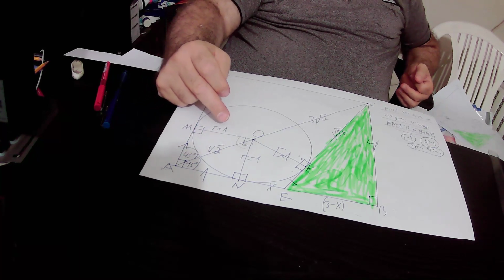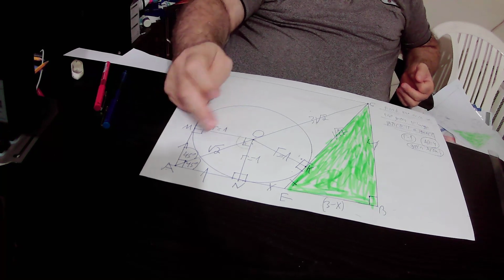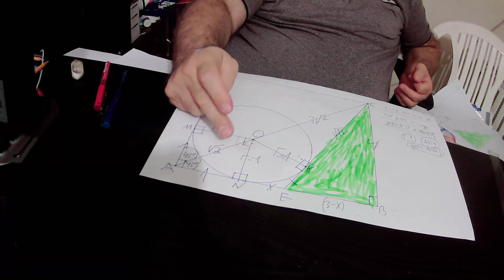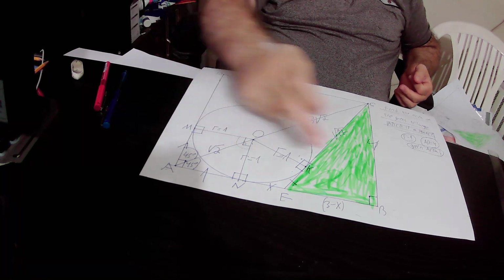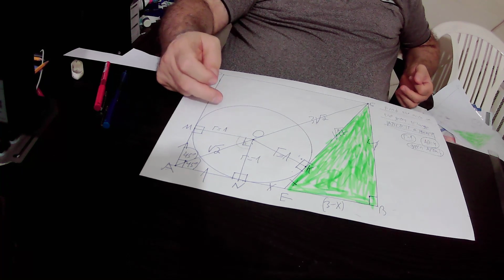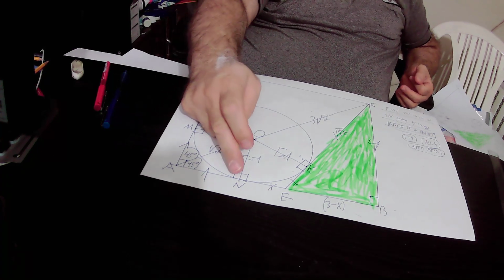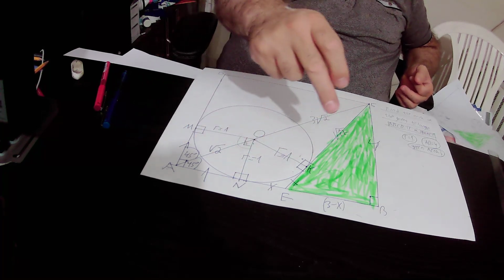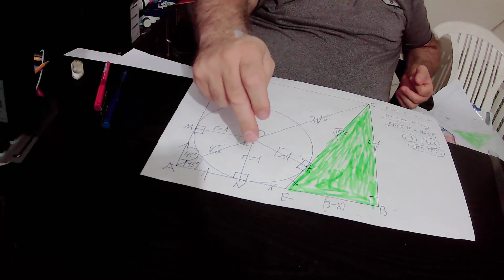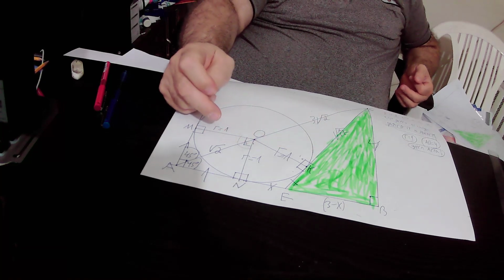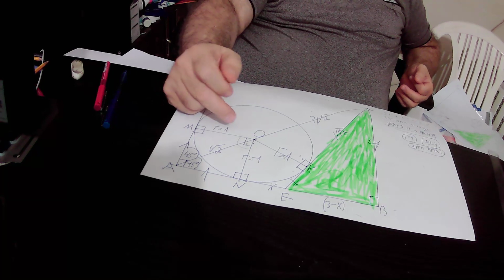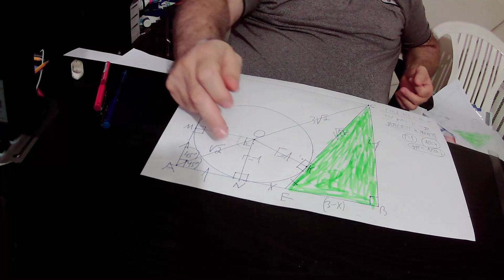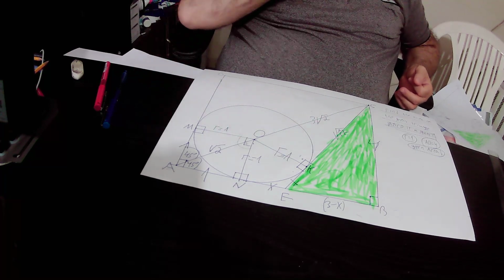But the real issue is that angle OAN is exactly the same angle as angle OAB. Why are they the same angle? Because point N is located on AB. Therefore, it doesn't matter if it is angle OAN or angle OAB, they are exactly the same angle. Okay?